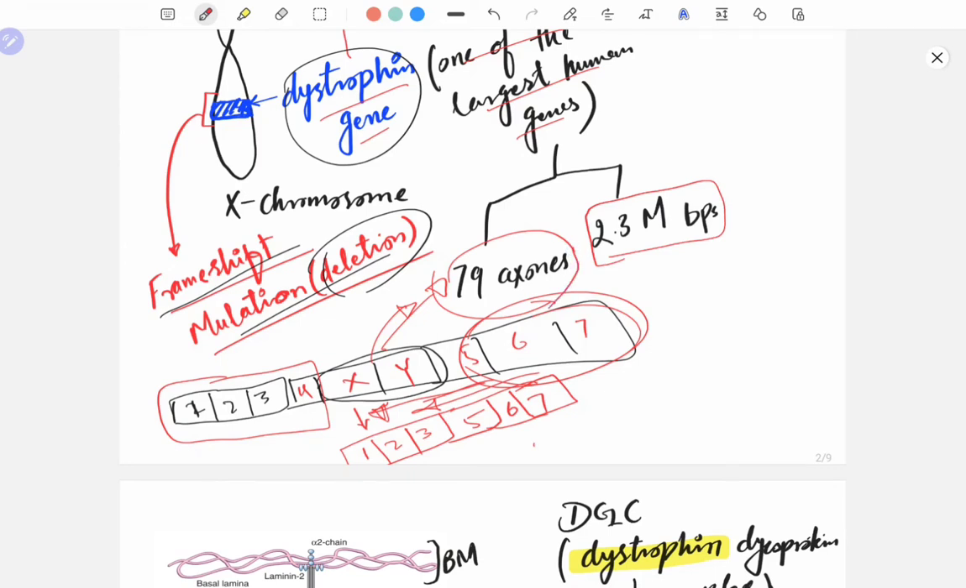And what are the exons? Actually there are introns also there. The exons are in the DNA strand before the splicing occurs. What is splicing? For example, this is the exon, this is the intron, and this is the exon.